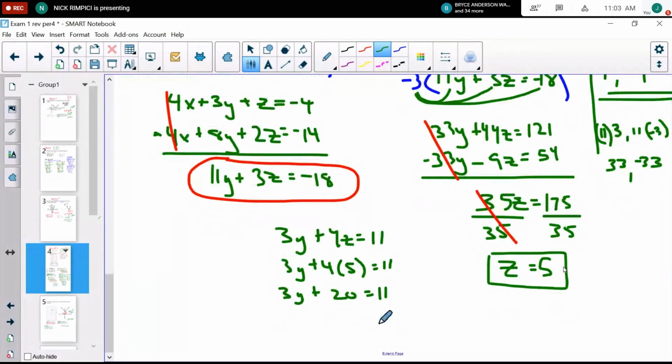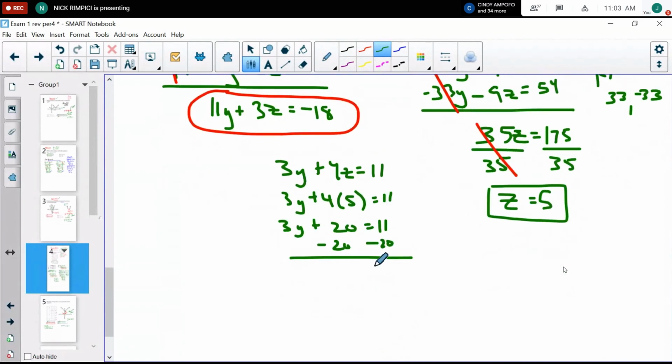And then from here, you're just solving the equation for y. You can subtract 20 off of each side. In doing that, you're going to get 11 minus 20, which is negative 9. So these canceled out. 11 minus 20 is negative 9. And to get y by itself, we're just going to divide by 3. Cancel those out. And negative 9 divided by 3 is negative 3. So I know y is negative 3.